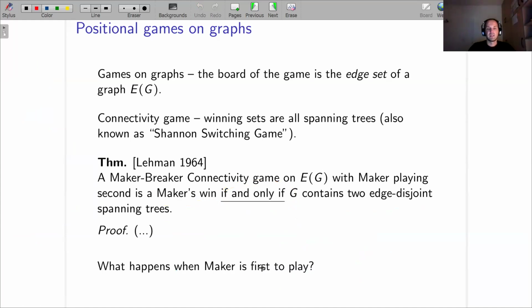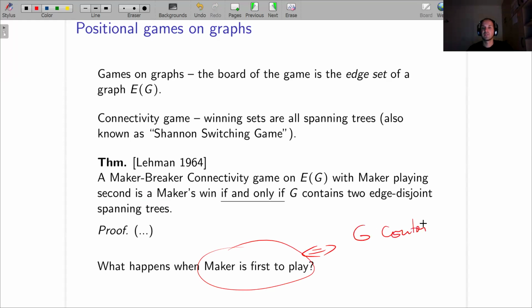And so if maker is first to play, the condition just changes, not to edge-disjoint spanning trees, but to spanning trees intersecting in exactly one edge, because maker is first to play. So let's apply this. First of all, this condition: maker, or rather maker when first to play, is a winner if and only if G contains two spanning trees. Sorry, not edge-disjoint.